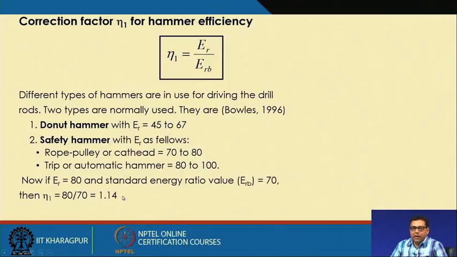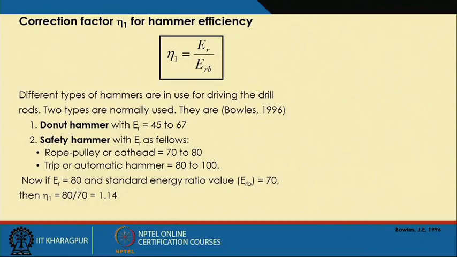Now, I am finishing this class here. In the next class I will discuss the other correction factors recommended as per the ASTM, and then I will solve 2 problems, one as per the IS code and one as per the ASTM code, to show you how we can use these corrections. Thank you.